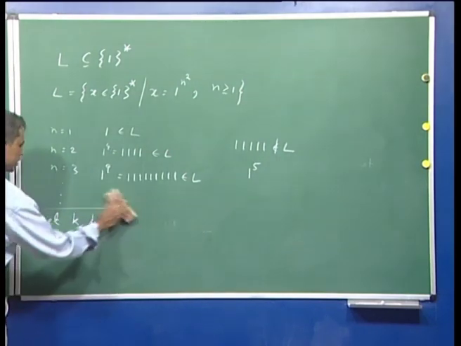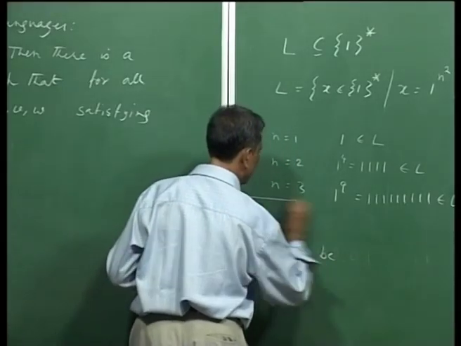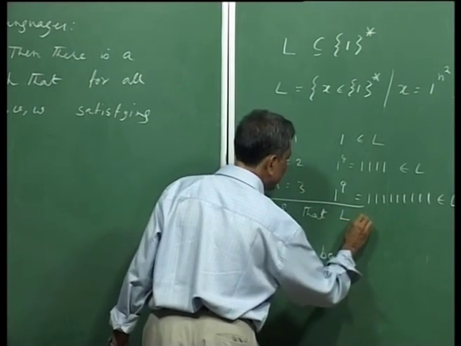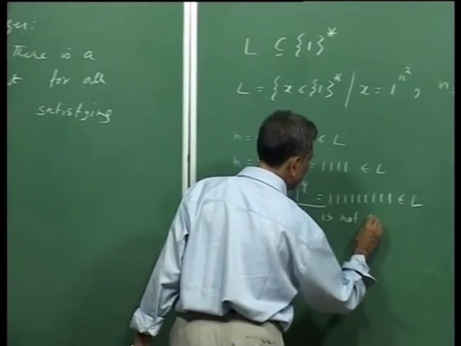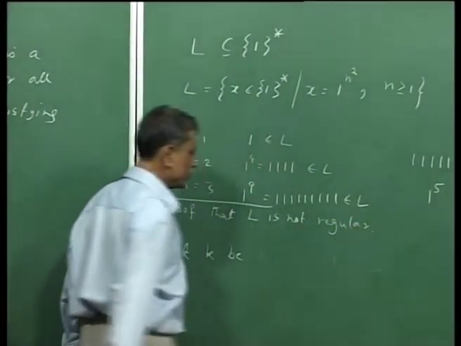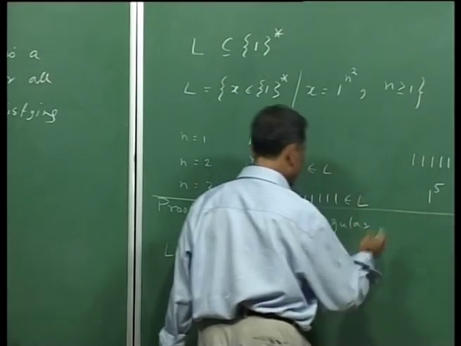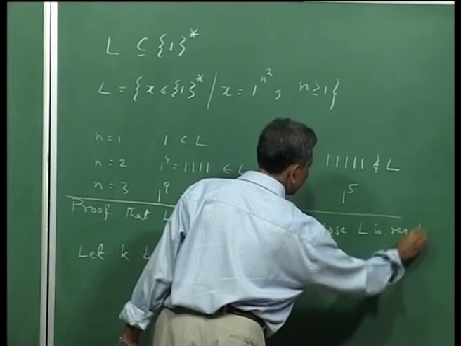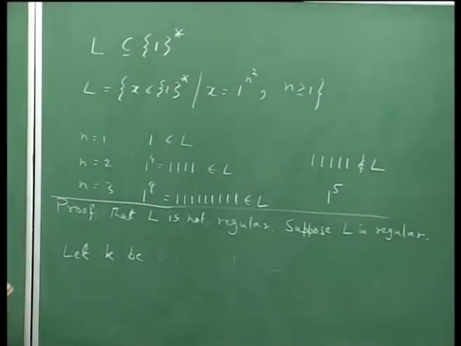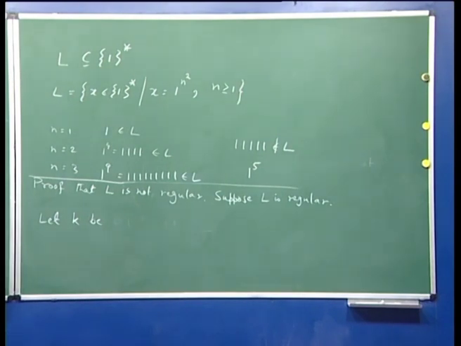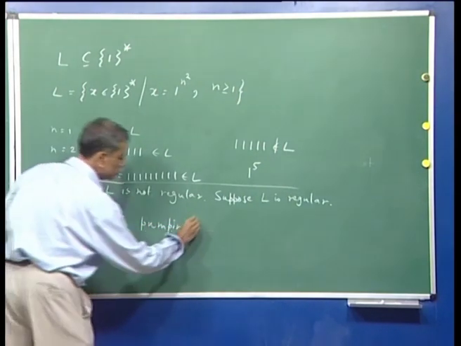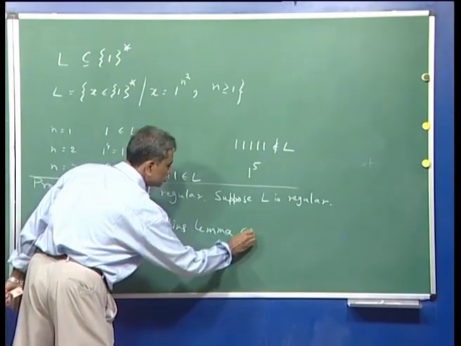We are proving that L is not regular. And the proof is by contradiction. So, we start by saying, suppose L is regular, and now we can invoke the pumping lemma for this. Because we have assumed L to be regular, we derive a contradiction. We say let k be the pumping lemma constant for L.